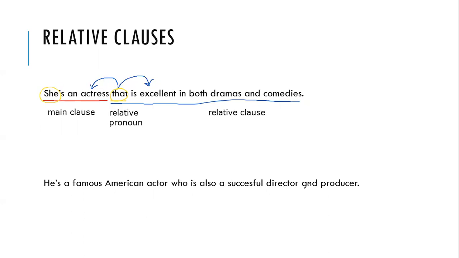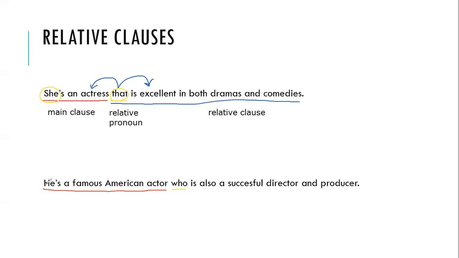And the same idea. In this sentence, we have three parts. We can divide that sentence into three parts. The first part is going to be the main clause, which is from here up to before the relative pronoun here. He is a famous American actor. We are talking about he, a person. So the relative pronoun that we are going to use is who.